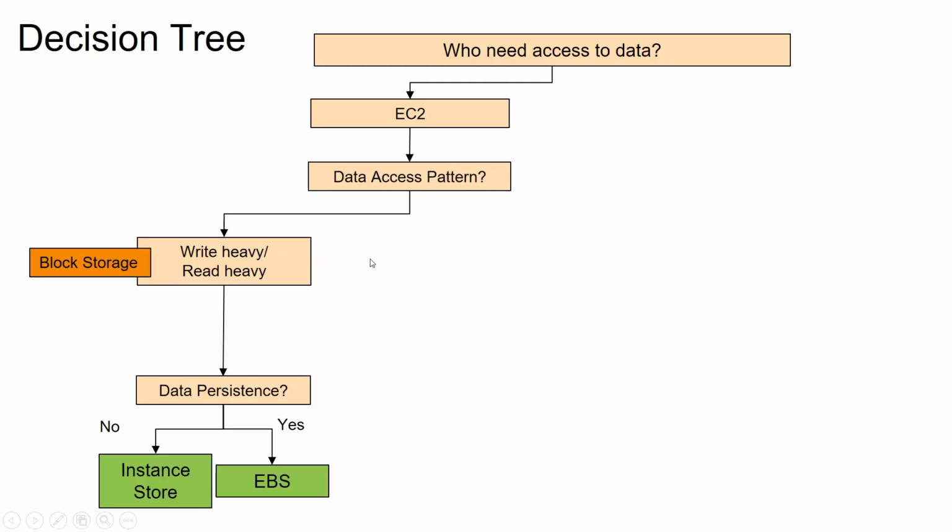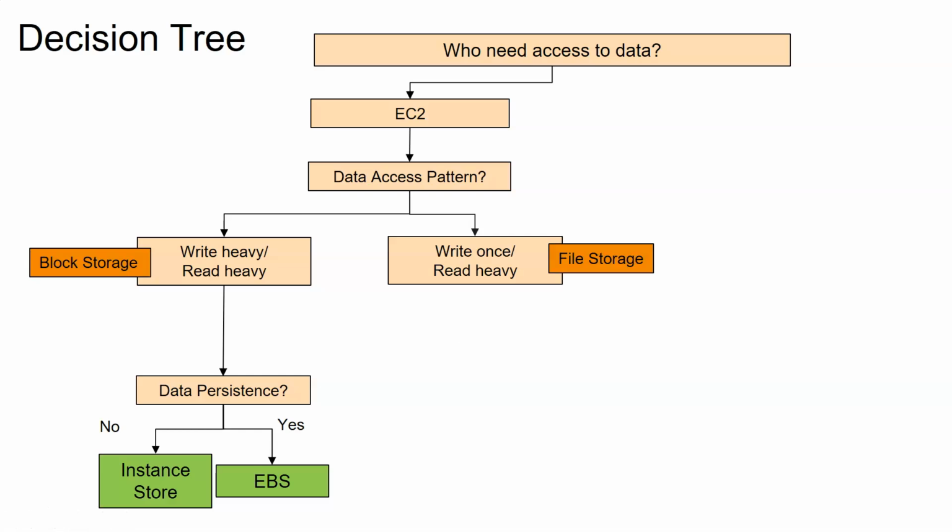But typically for read heavy and write heavy, the choice would be EBS, right? Because mostly people want to persist the data. Then comes the case where your data access is write once and read heavy. You just write once and read, like data analytics kinds of workloads. Then it goes around file storage. And in file storage, does your application support integration with S3? That means can it go to S3, write the data there and read the data from S3? Is that the kind of application you are developing, like photo saving or something?